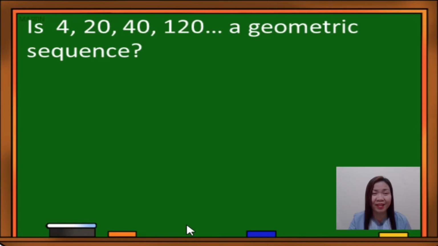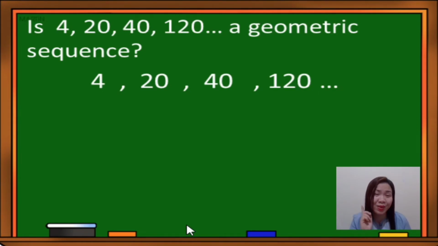So let's find out. We're going to write 4, 20, 40, 120. Okay, what's your idea for that? Is that a geometric sequence? Let's find out by applying the steps that we previously applied in the previous question.